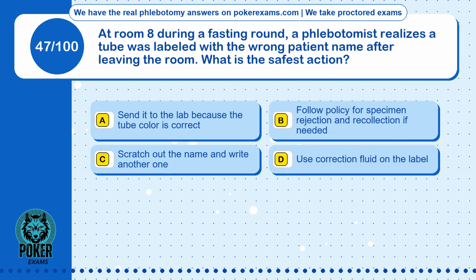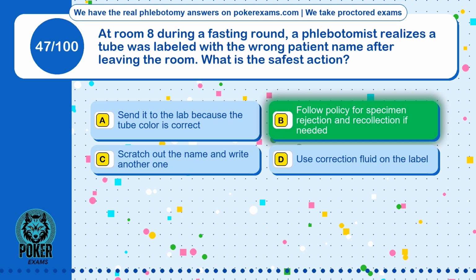Question 47. At room 8 during a fasting round, a phlebotomist realizes a tube was labeled with the wrong patient name after leaving the room. What is the safest action? Option A. Send it to the lab because the tube color is correct. Option B. Follow policy for specimen rejection and recollection if needed. Option C. Scratch out the name and write another one. Option D. Use correction fluid on the label.